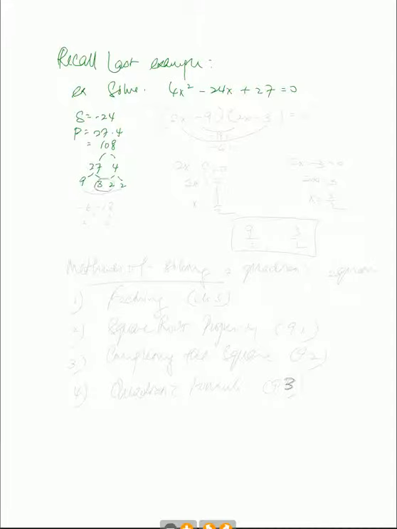And you can maybe pair 3 and 2, which gives you a 6, and 9 and 2 gives you an 18. There you have it. So 6 and 18 gives you 24 if you put a negative between them. Okay, so there you have it.